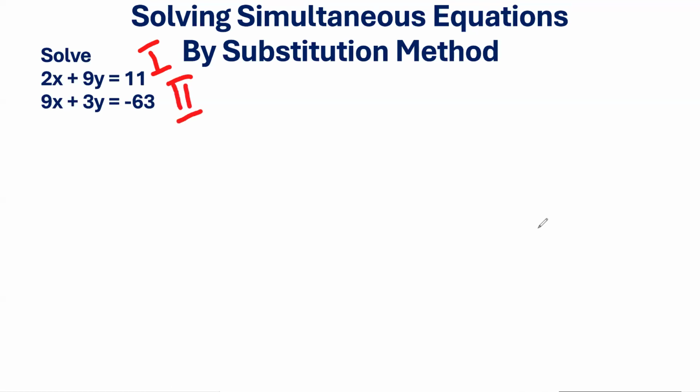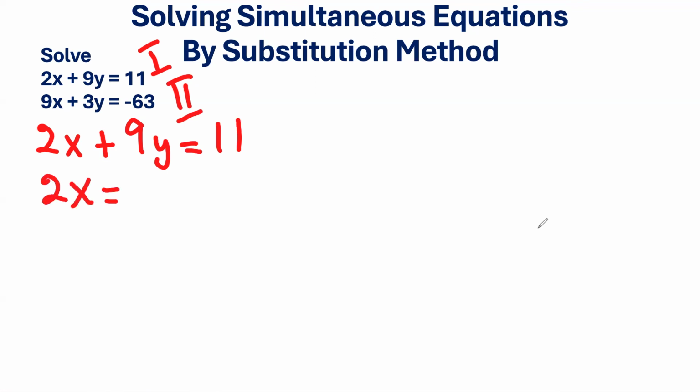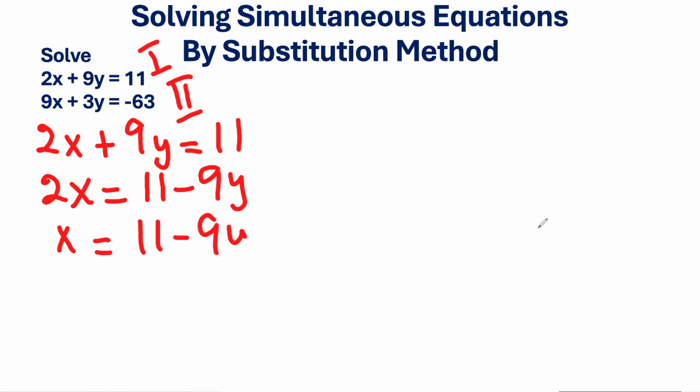How to substitute? From equation 1, you can take out the value of x. 2x plus 9y is equal to 11. We are taking out the value of x. 2x is equal to 11 minus 9y, and x is equal to 11 minus 9y, whole divided by 2. This is the value of x.